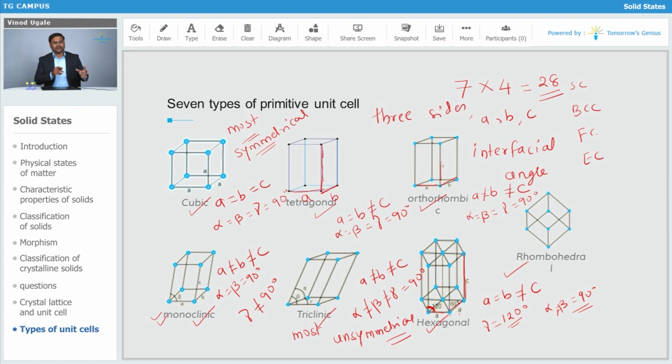Now let's see what the parameters are for the rhombohedral system. In case of rhombohedral, all sides are going to be the same. So A is equal to B is equal to C, but the angles alpha, beta and gamma are equal to each other, but none of them is 90 degree. So these are the parameters for all the crystal systems: cubic, tetragonal, orthorhombic, monoclinic, triclinic, hexagonal, rhombohedral.